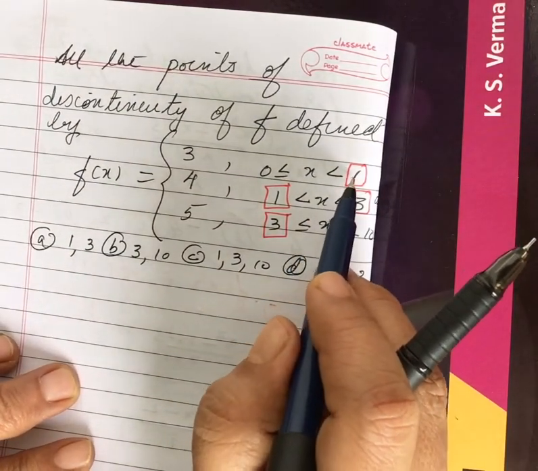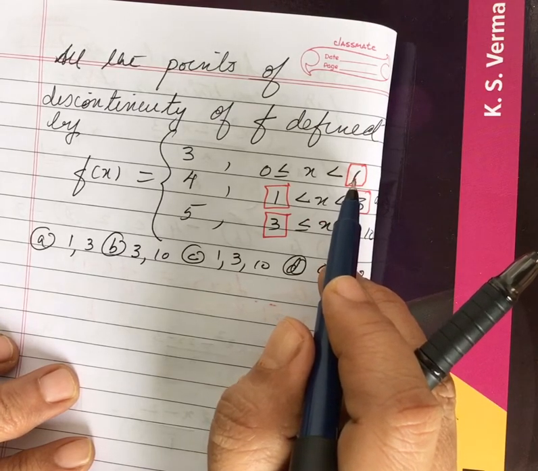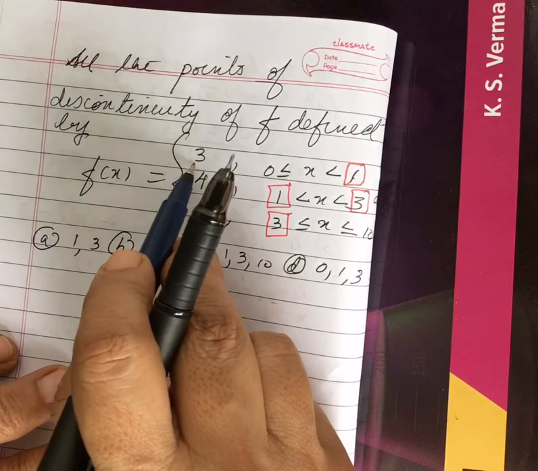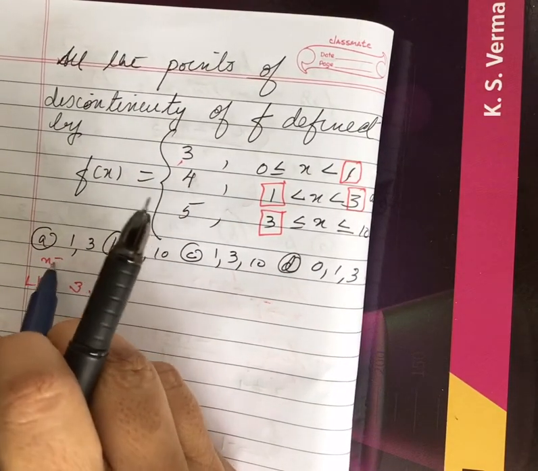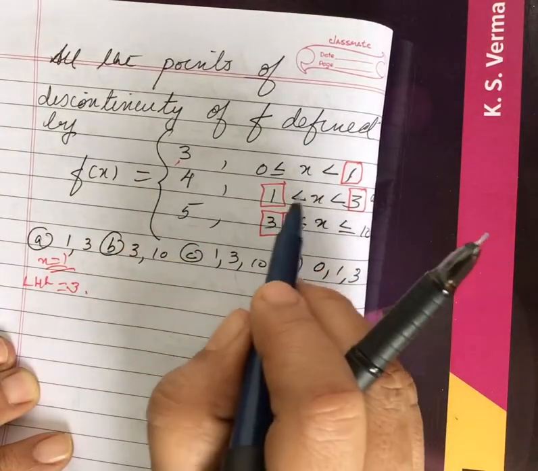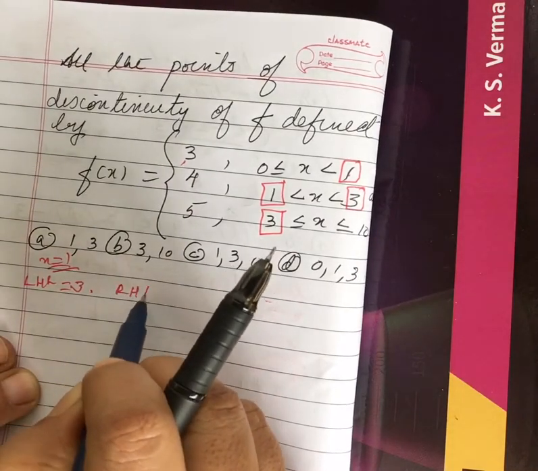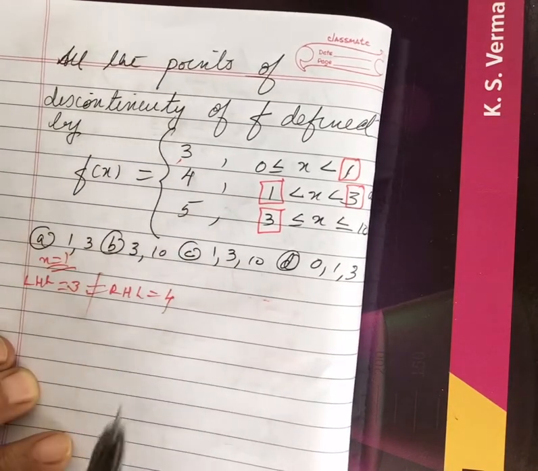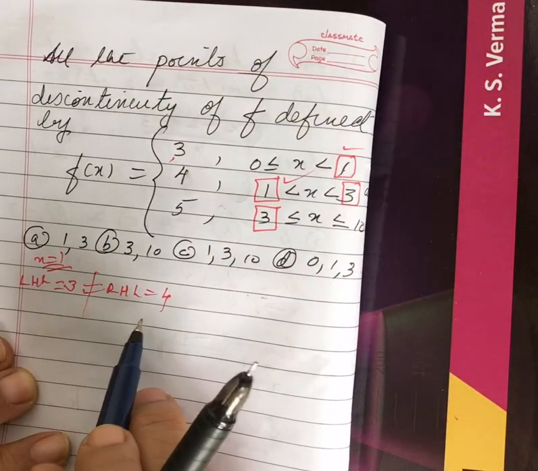Now to check the continuity at 1, you have to take the left hand limit. Left hand limit will be limit of 3, and the limit of 3 will be 3, since x equal to 1 is considered here. The left hand limit will be 3. And what is the right hand limit? That will be 4. They are not equal. So that means this is a point of discontinuity.